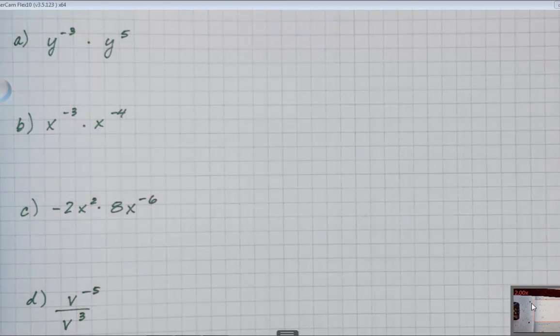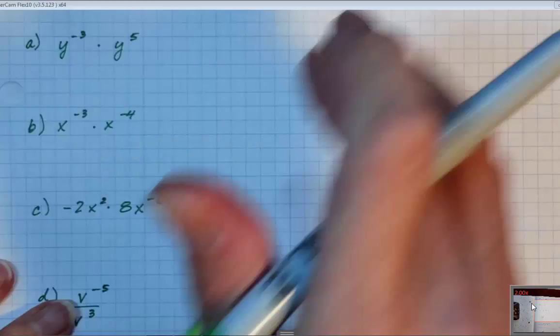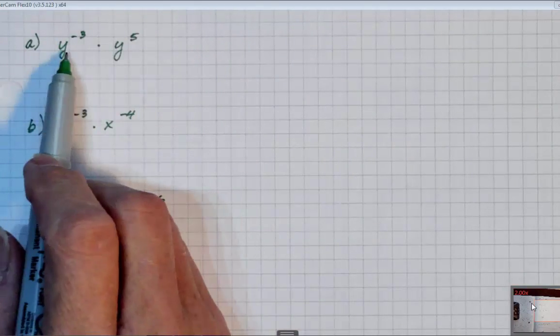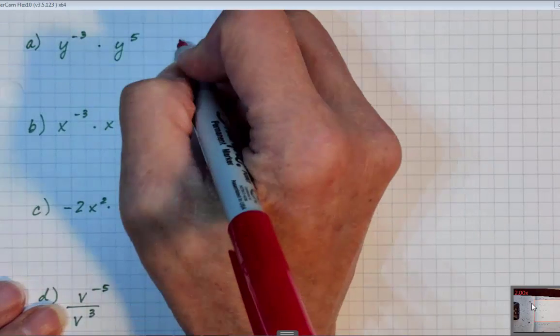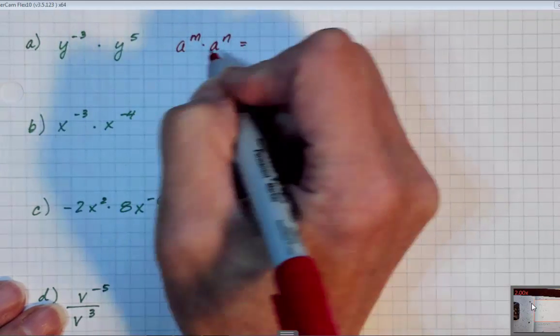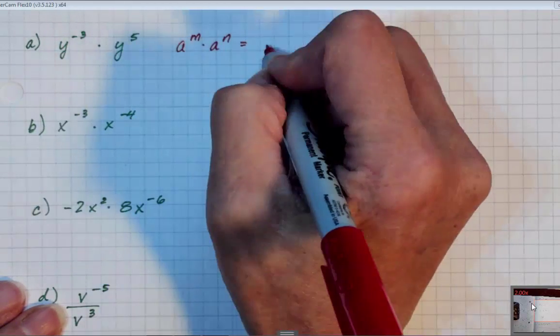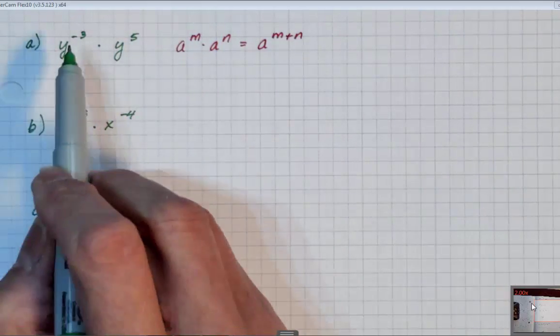We're going to do a few problems here involving negative exponents and some of the rules involving exponents. The first problem here, we need to multiply these two expressions together, and we need to remember our product rule, which says that a to the m times a to the n, where we have the same base, we're going to add our exponents. So we're going to use this rule for this particular problem.